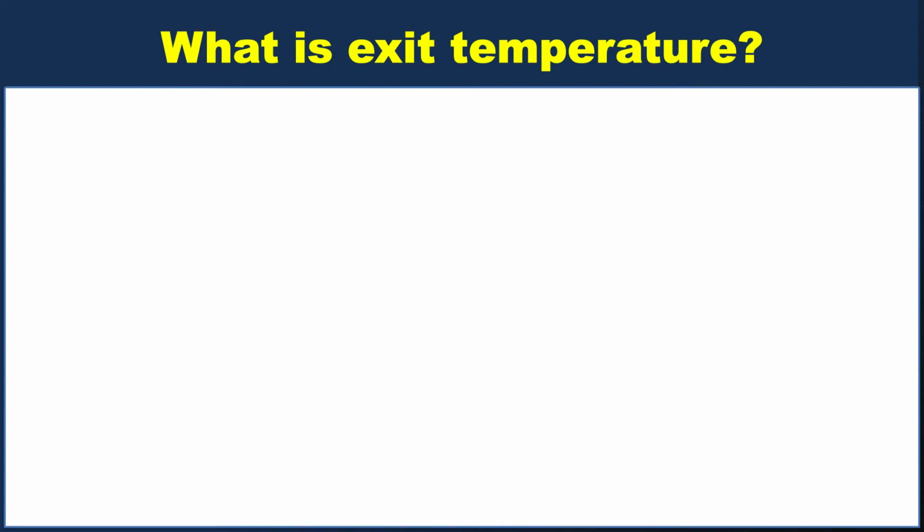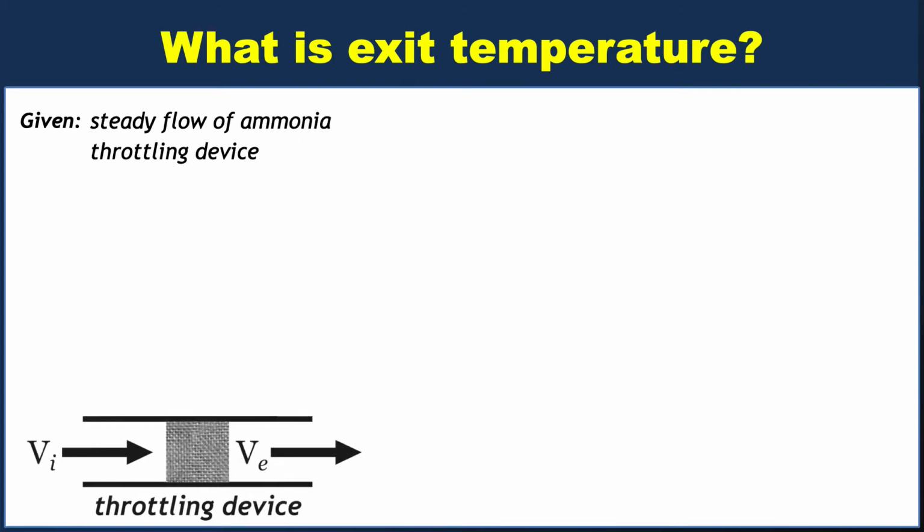In this example, we're going to calculate the exit temperature of a flow moving through a throttling device. We're given that we have a steady flow of ammonia and a throttling device. These devices generally operate to reduce the pressure in a system, but they do so while maintaining the specific enthalpy. So you can imagine that if P decreases, the other term involving internal energy would increase.